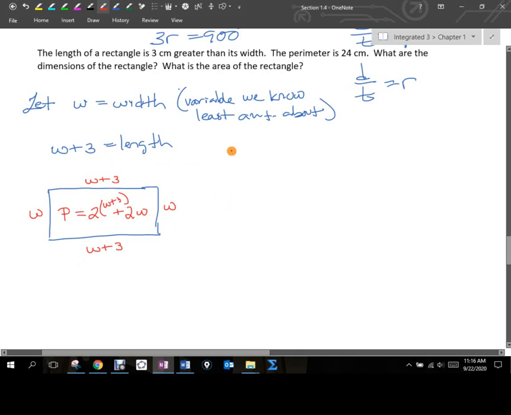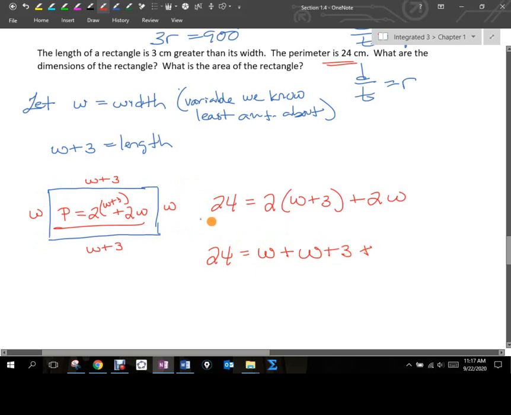So your perimeter, which they say has to be 24, is equal to 2 of my lengths, which are W plus 3, plus 2 of my widths. Some of you might say, I don't want to use that, I just want to say perimeter is the distance of adding all the way around, right? So you might say, well, 24 is equal to W plus W plus 3 plus another W plus then a W plus 3 gets me back to where I started. So I've added all the sides up, right?